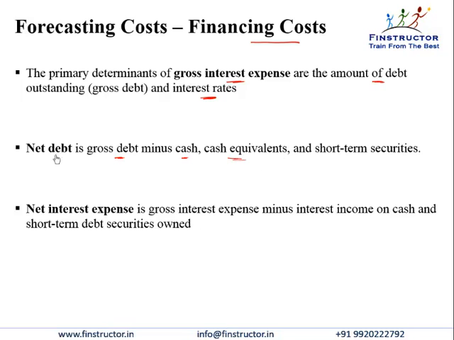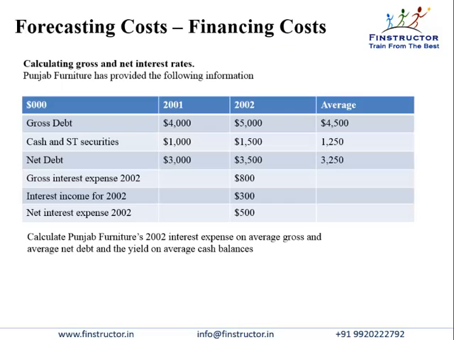So a very important item that we track from the balance sheet is called the net debt, that is the gross debt, total debt, minus the cash and cash equivalents. Net interest expense is the gross interest expense minus the interest income on the cash and these short-term debt securities that we own. We'll do an example and understand better the calculation of interest expense.